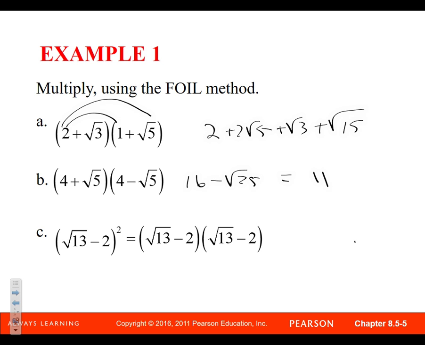All right, let's do this one. Here, you have a binomial, right? It's the same thing times itself. So we have that rule, kind of that skeleton. You take the first one, you square it. So what is the square root of 13 squared? It's just going to end up being 13, right? So you got 13, and then you're going to multiply these two, so that'll give you negative 2 radical 13, but it happens twice. So that's going to give you a negative 4 radical 13. And then finally you square the last one, which is going to be a plus 4. Clean it up. Should give you 17 minus 4 radical 13.